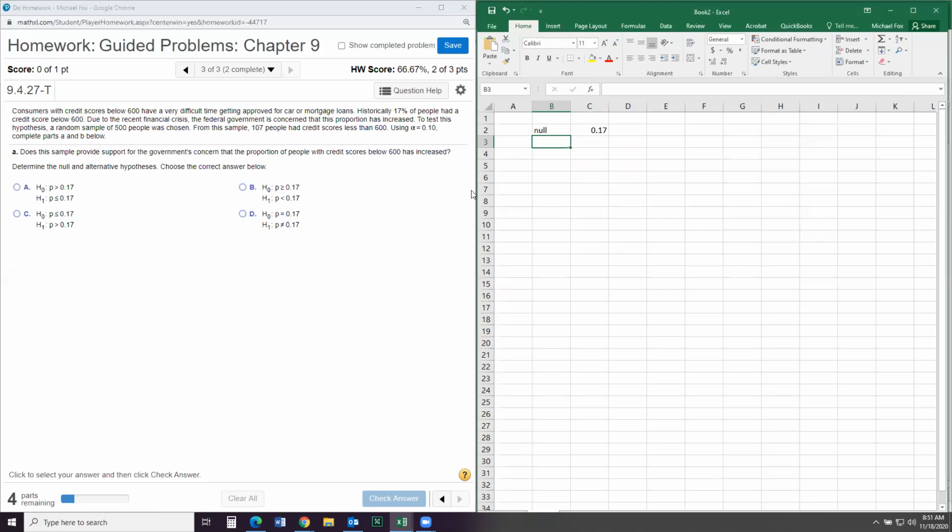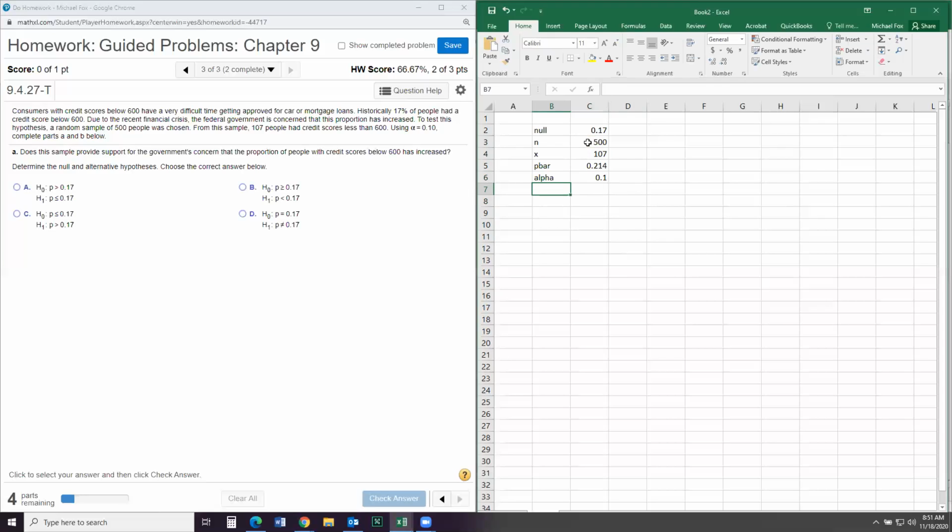Let's see. We have a sample size, n, of 500. And out of that sample, X is 107 people actually had credit scores of less than 600. So our sample proportion, or P bar, is going to be X divided by n. All right, so in our sample, 21.4% of people had credit scores of lower than 600. All right, and then we have an alpha of 0.1.